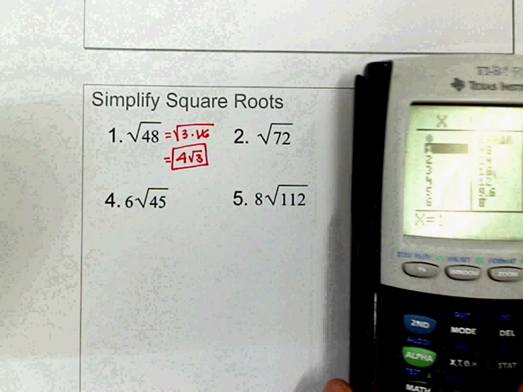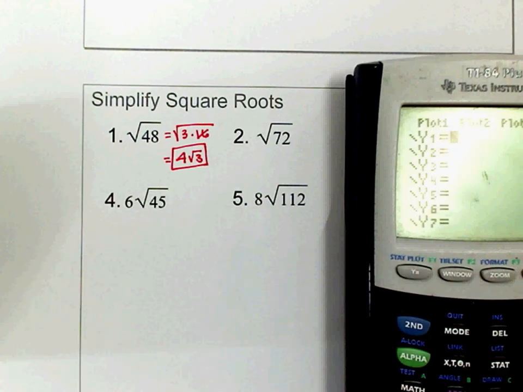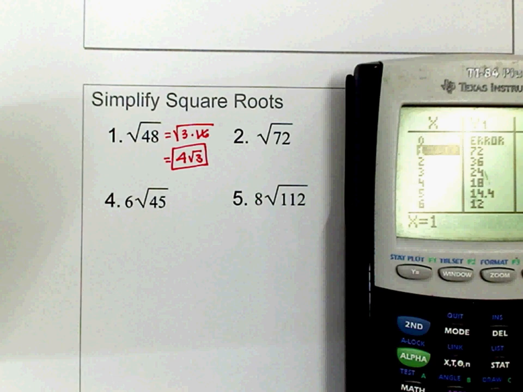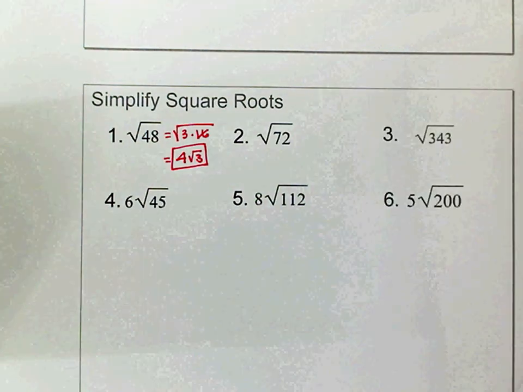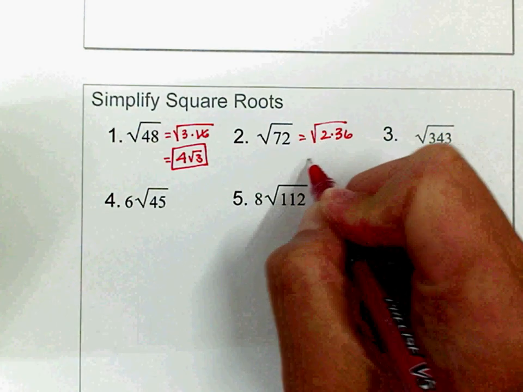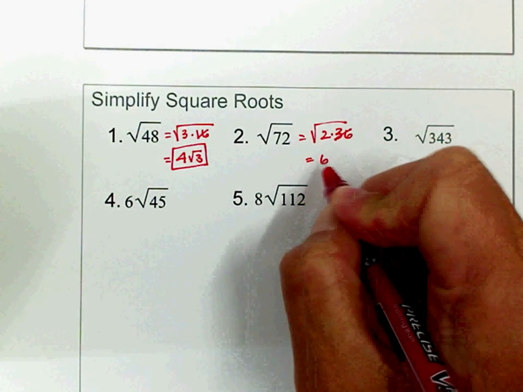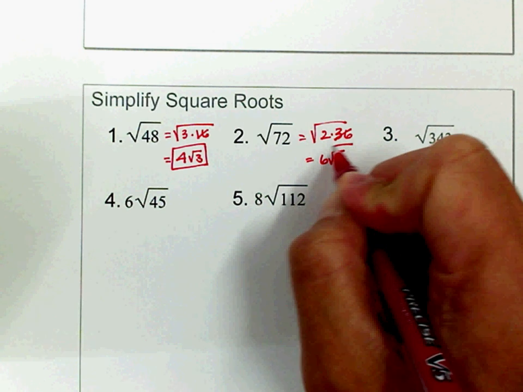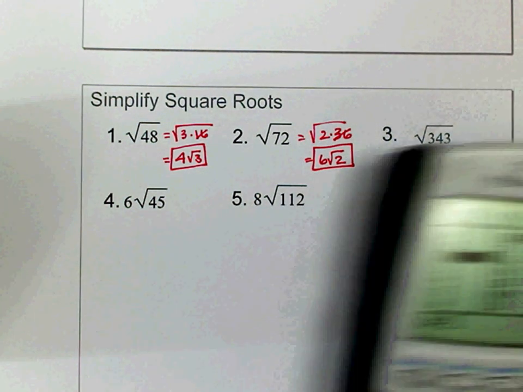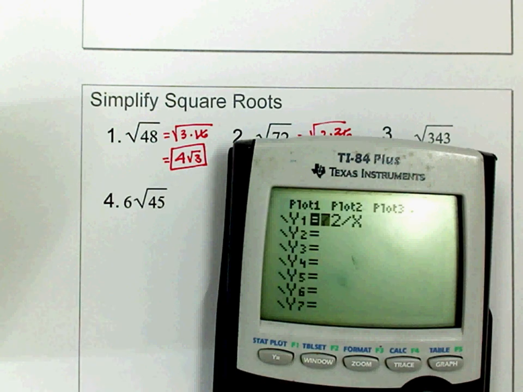Let's look at 72. So 72 divided by x. Go to your table. I see a perfect square with 2 and 36. So another way you can write this is 2 times 36. And the square root of 36 is 6. They got a buddy, they go outside. The 2 stays home. Always, always simplify your answers. Okay? Let's go to the next one.